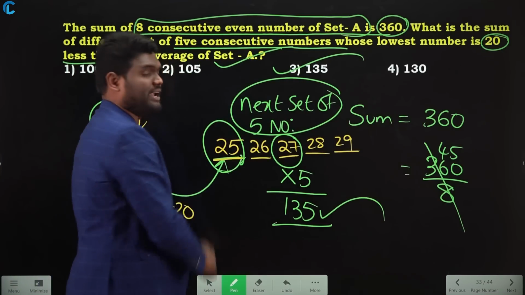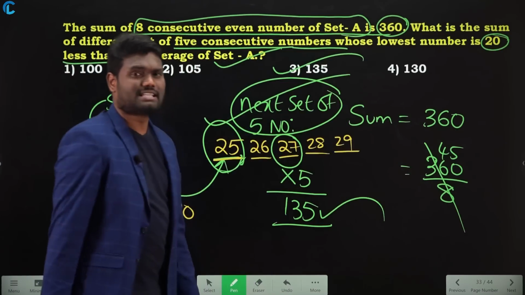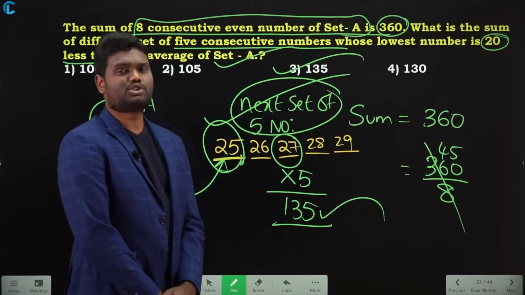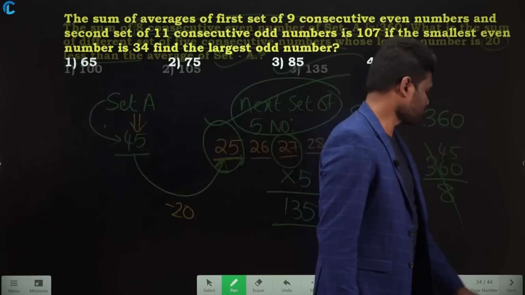If this is going to be 25, what is the question saying? What is the sum of these 5 numbers? Sum of these 5 numbers means, for these numbers, average is 27. Average is 27 means sum is 27 into 5, answer is 135.